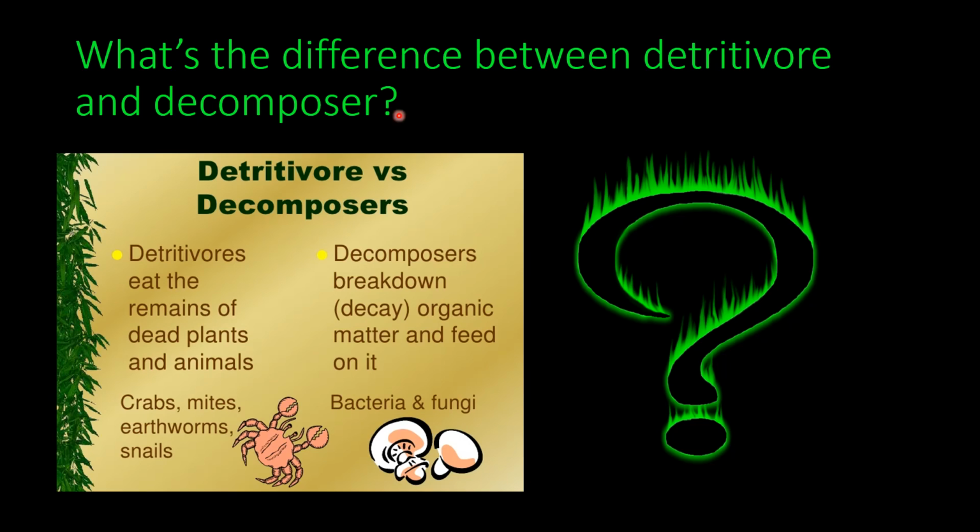So what's the difference between a detritivore and a decomposer? Here's a couple examples, a nice little T-chart. I'd write these things down. Detritivores are breaking things down, making it smaller, and the decomposers are breaking it down, decaying it, changing the chemical composition, absorbing it. So those are a couple of the things.